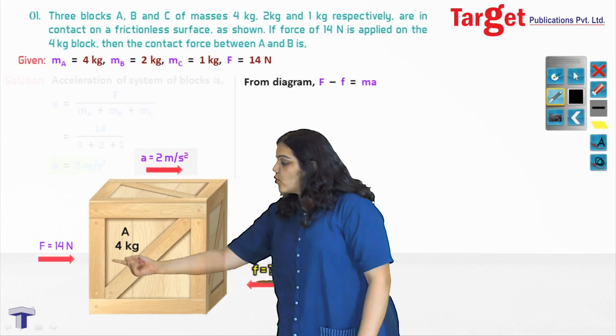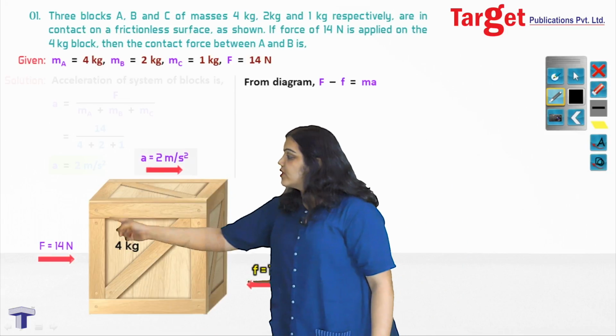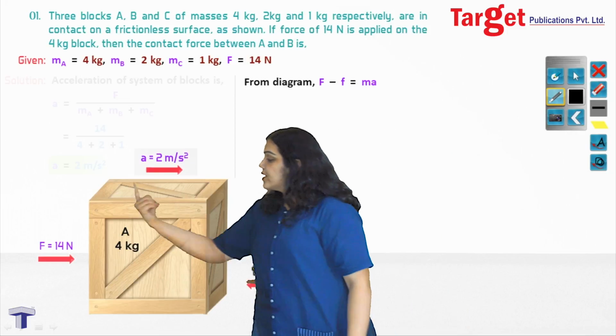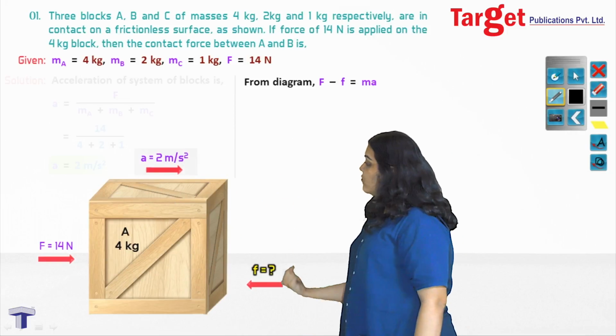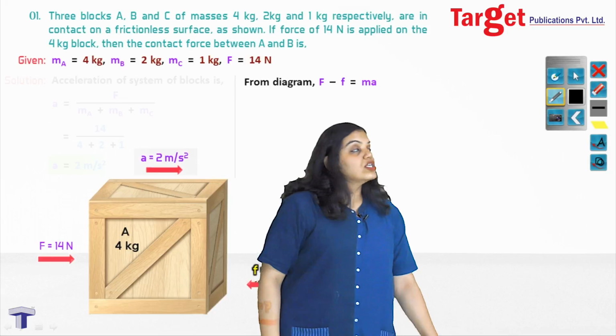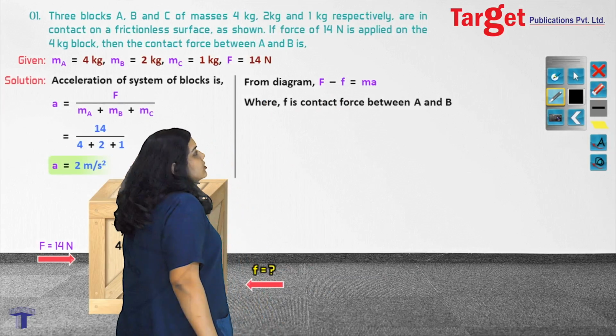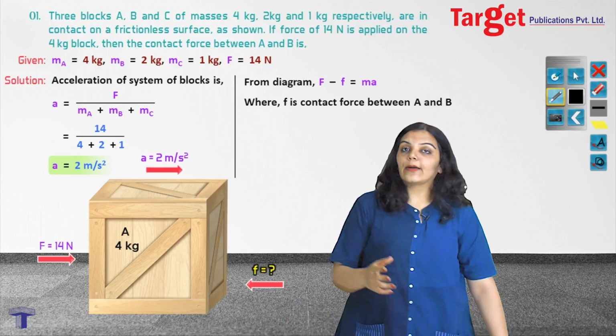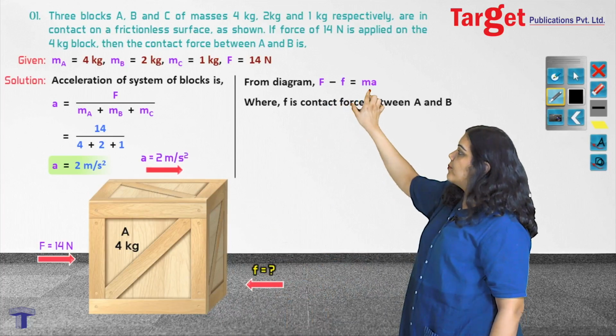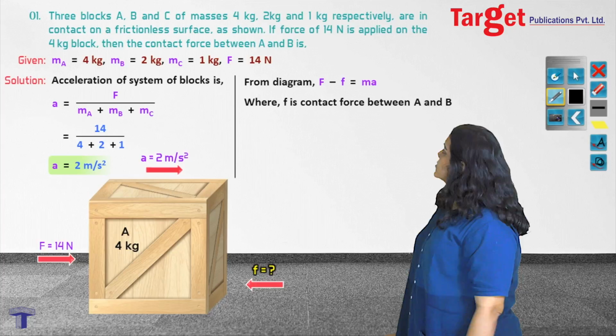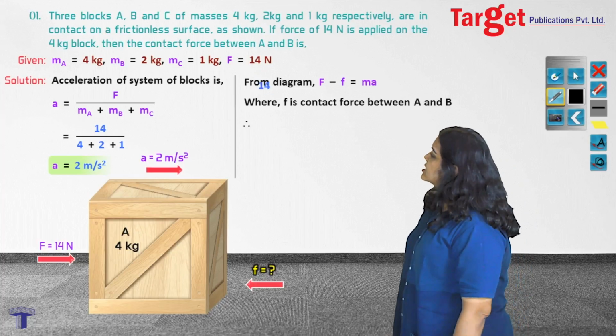So I have all the forces, and I can write down from this free body diagram that capital F minus small f is equal to ma, which is nothing but the application of Newton's second law. So now I see that I have the equation capital F minus f is equal to ma, where f is the contact force between A and B, and now it's pretty simple.